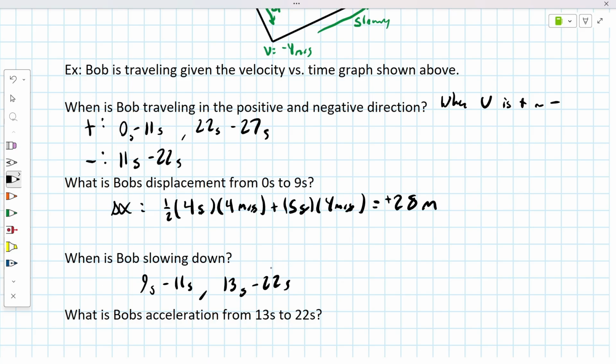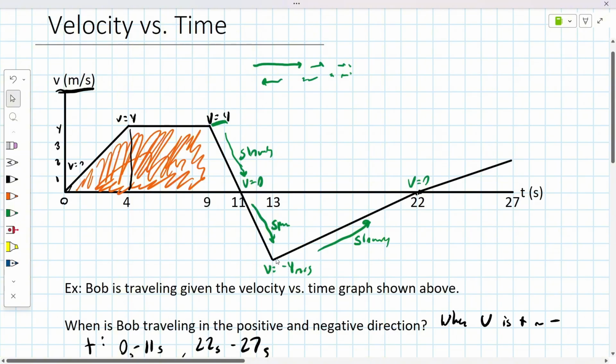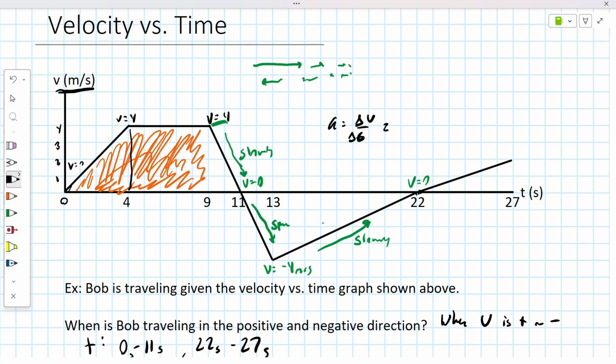Okay, and finally, what is the acceleration from 13 to 22? So we already know the acceleration is the slope of the velocity graph, so we can do the average acceleration equation of this right here, which we already found that the final velocity was 0 minus the initial velocity, which is a negative 4, over a time of 22 minus 13, and that will give us 4 over 9 meters per second squared. So that'll be the acceleration for this point.